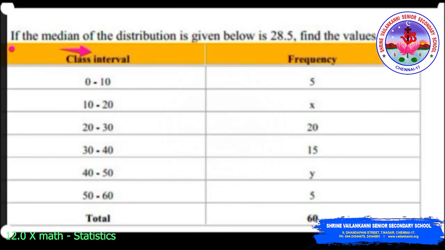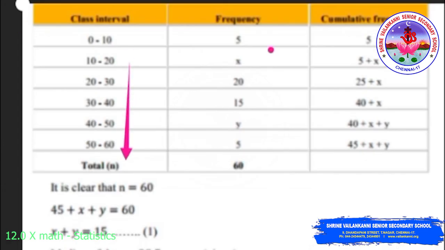1. If the median of the distribution given below is 28.5, find the value of x and y in the frequency. Given the tabular column with the class interval and the frequency, we want to find the missing frequencies. I have drawn 3 columns. The first column denotes the class interval, the second column denotes the frequency.